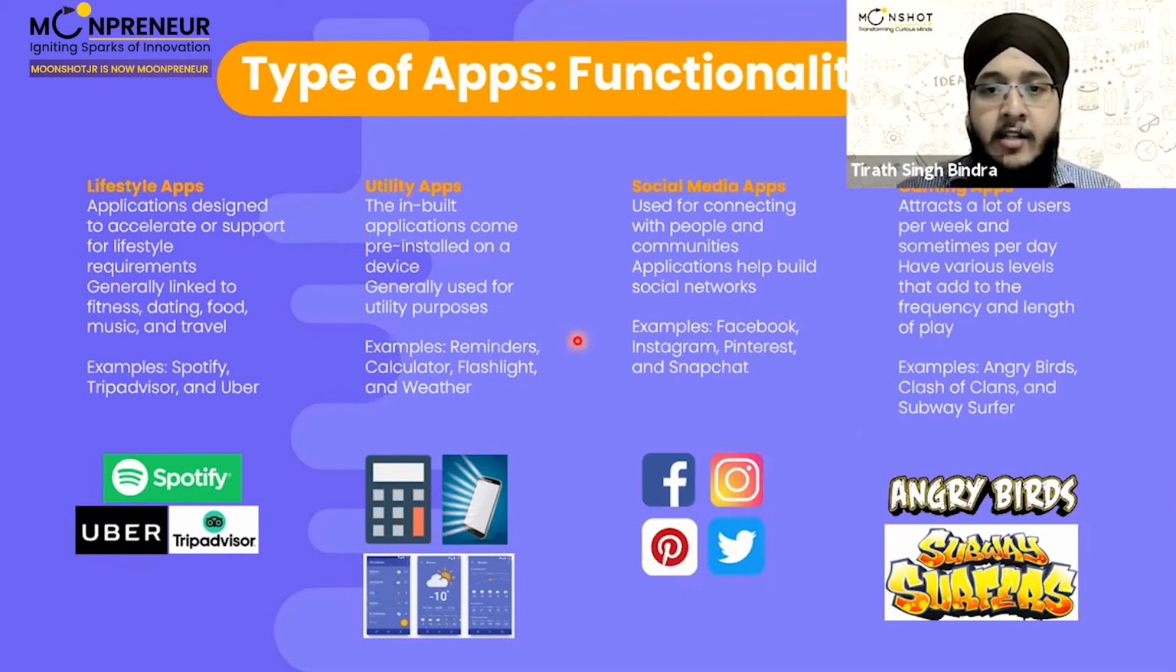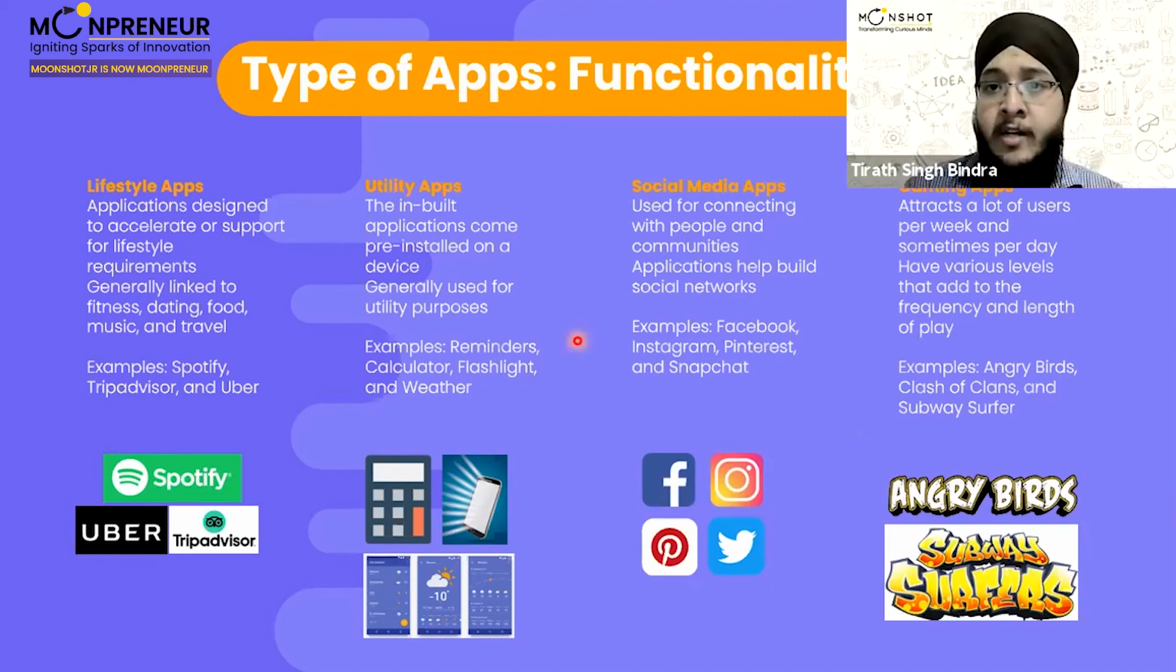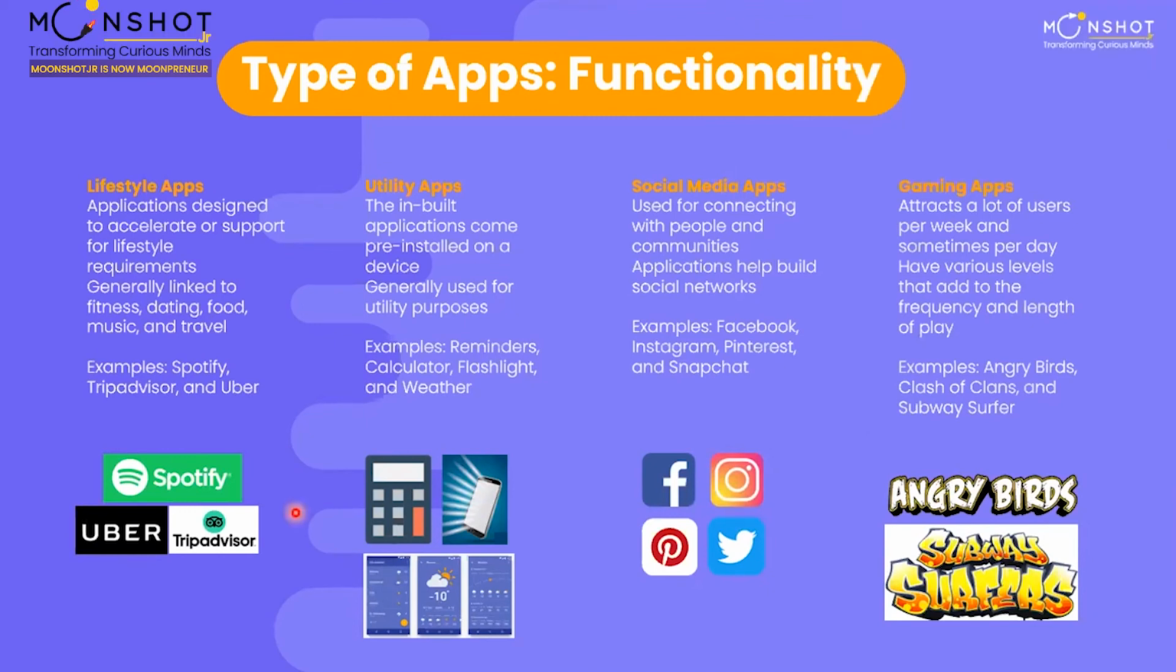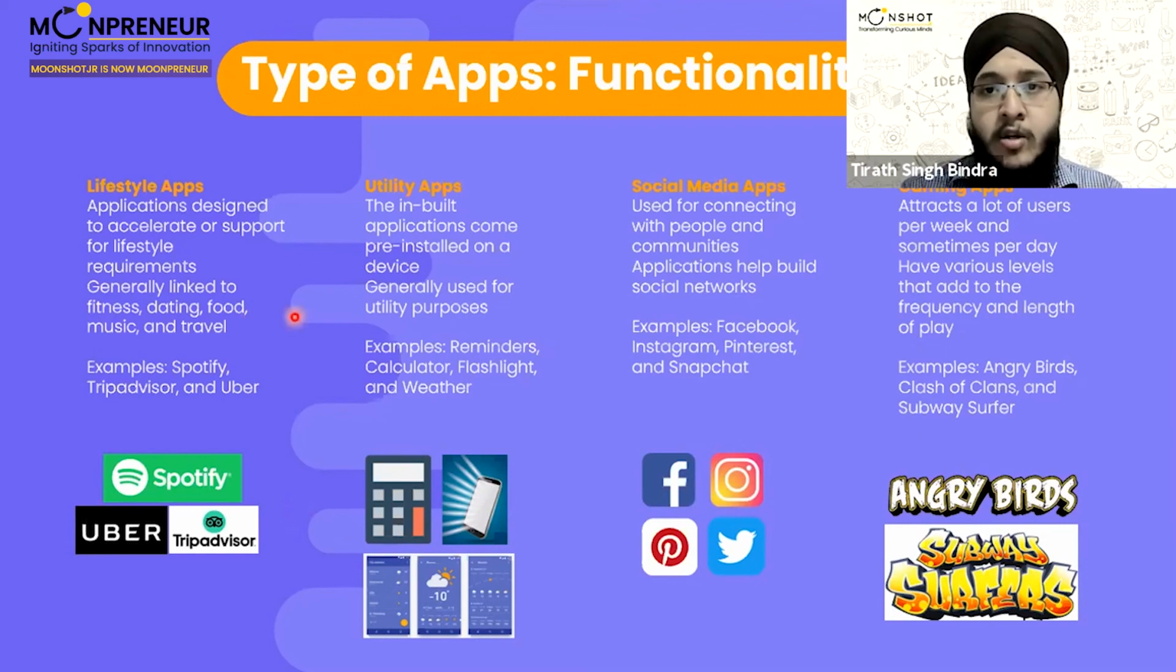Ahmed, any examples that you might have heard or used? I can't think of any. Okay, you must have heard about Uber. Uber helps you order taxis. Then you have TripAdvisor, which you can use to plan your trips and vacations. So these are the kinds of lifestyle apps that are available, which are basically for fitness, dating, food, music, travel, and so on.